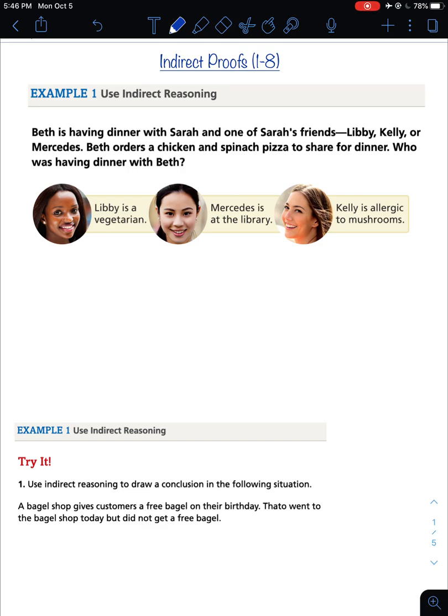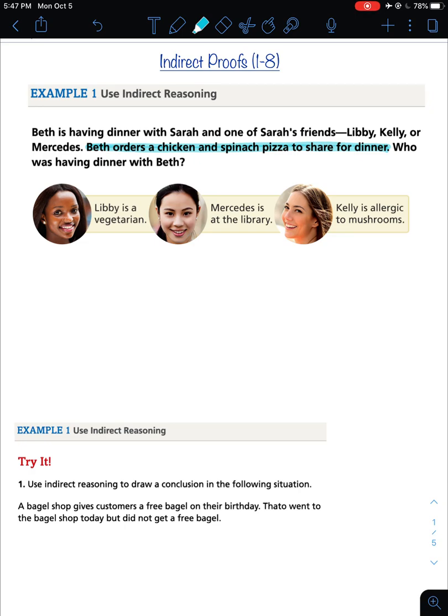We know for sure Sarah's having dinner with Beth because we were told that, but we don't know which of the three friends, Libby, Kelly, or Mercedes, is also there. We know that Beth orders chicken and spinach pizza to share for dinner. This is a key piece of information because it is going to help us eliminate people. So let's look at the friends.